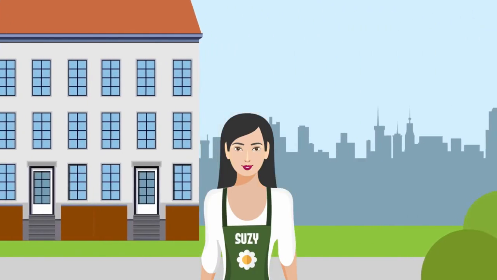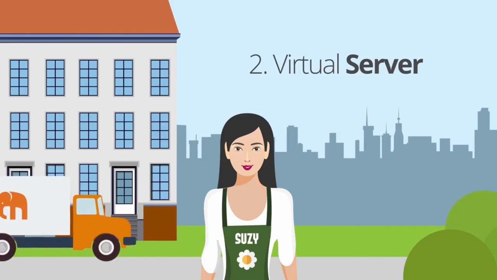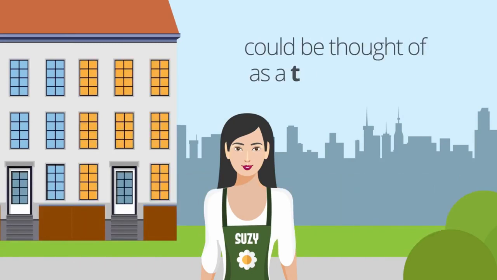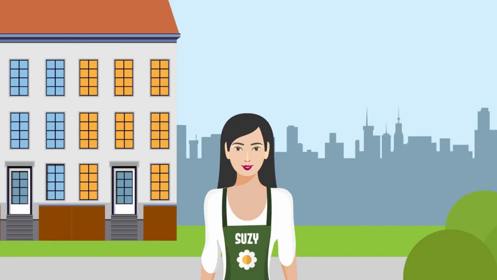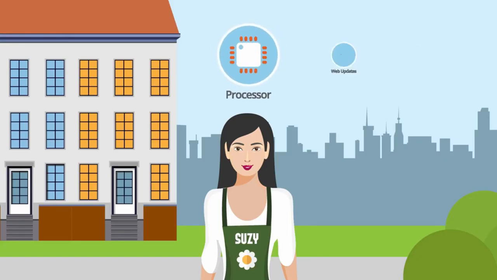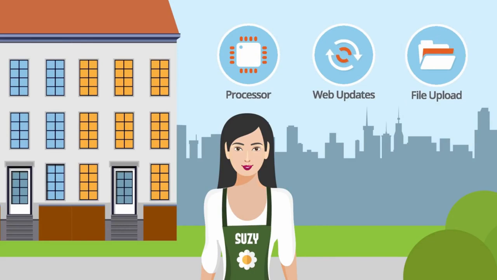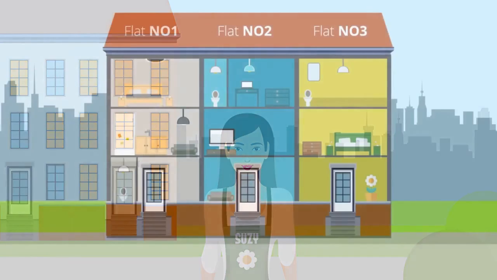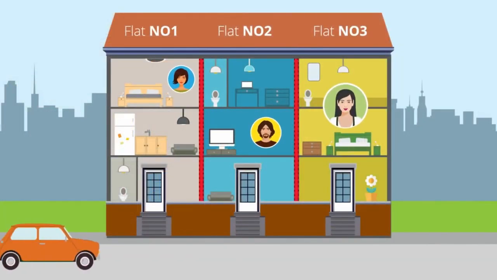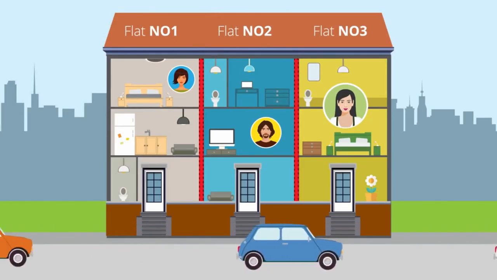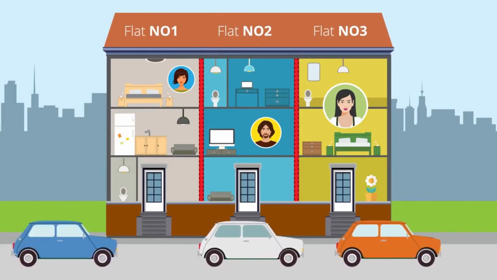The second type of hosting is a virtual server. Compared to an apartment, this could be thought of as a townhouse. It's larger, you have more rooms, more space, and more control than shared hosting. Again, you share the property and its facilities, such as processor usage, but it has fewer residents. You have more control and the rooms are soundproofed. So if you get lots of visitors, lots of traffic to your website, then everything will be easier.